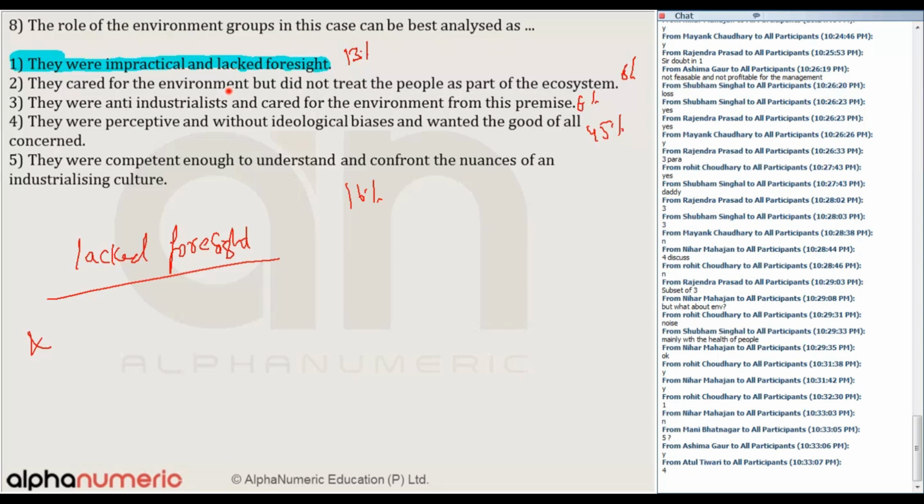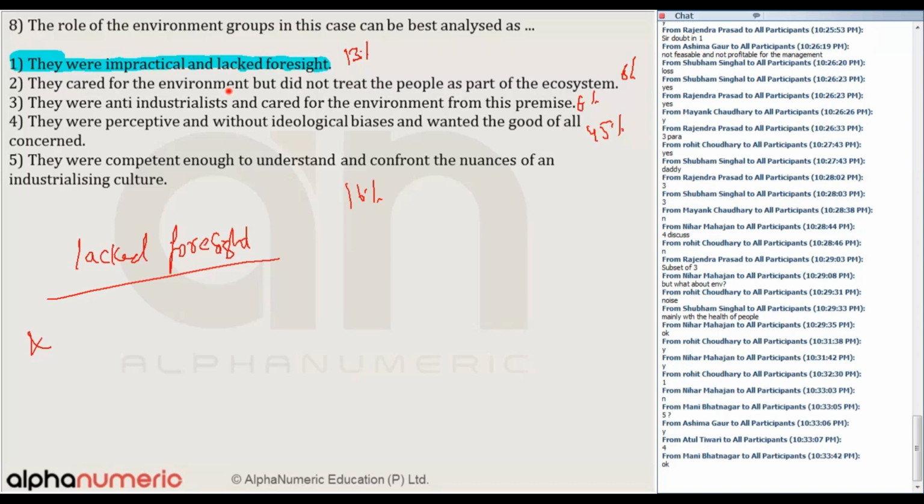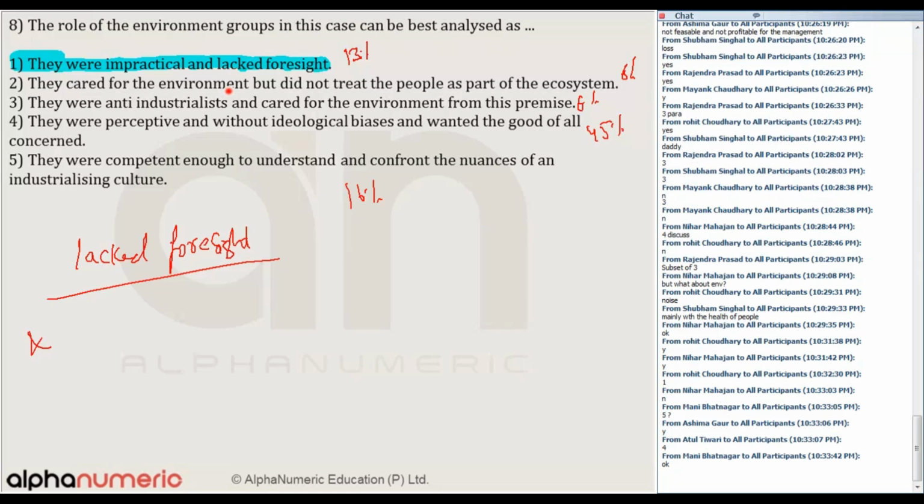And they were perceptive and without ideological biases and wanted the good of all concerned. How can you say that? If they wanted the good of all concerned, try to understand, did they think about this? If the factory is going to shut down, what is going to happen to those 900 people? If they were really concerned about this, no. So you can say they are impractical and lacked foresight.